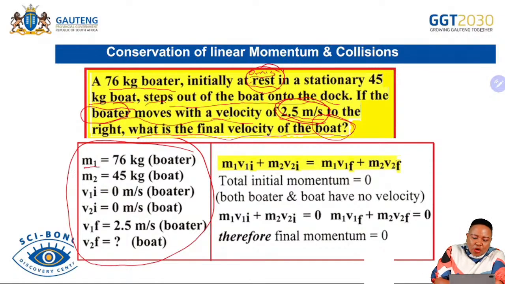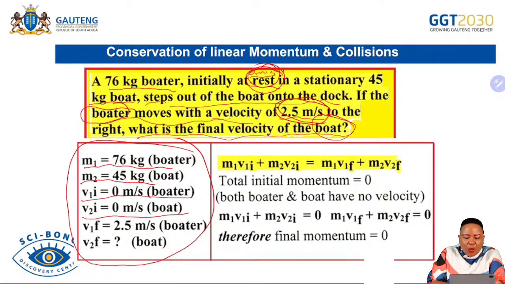So here, the mass of the boater, we were told, is 76 kilograms. The mass of the boat is 45 kilograms. Then the boater was at rest, and the boat was also at rest. Remember, we were told that both the boater and the boat were at rest. They were not moving before the boater decided to step out. Now, after stepping out, the final velocity of the boater is 2.5 meters per second. So what we are looking for is the final velocity of the boat.